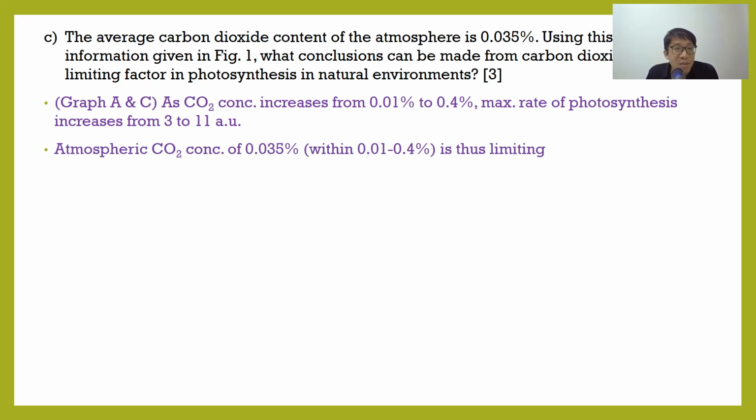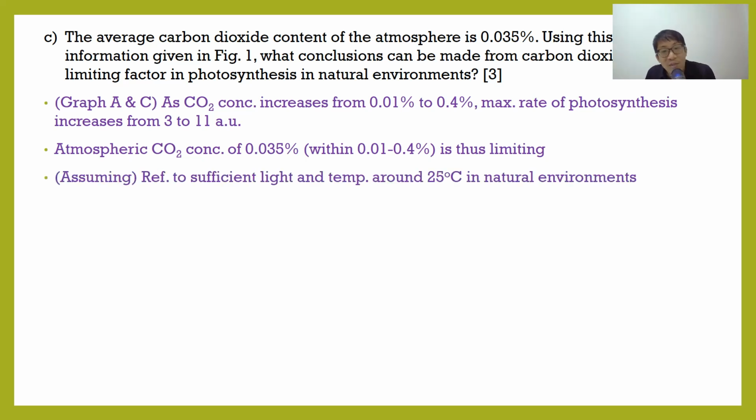So therefore, we can conclude that 0.035% usually poses as a limiting factor for photosynthesis, assuming that there is sufficient light and the temperature is optimal, around 25 degrees Celsius. So again, back to the same concept of limiting factor: remember that the plant is subjected to all the limiting factors at all times.